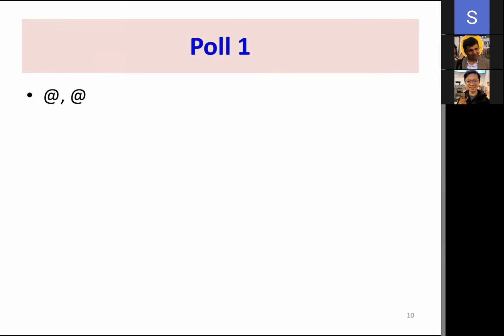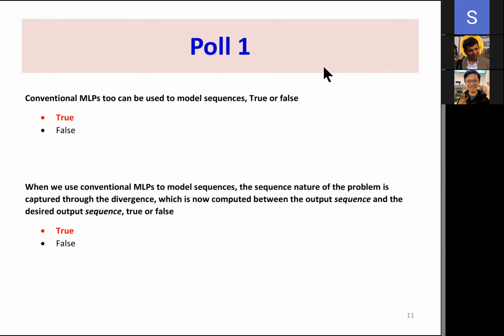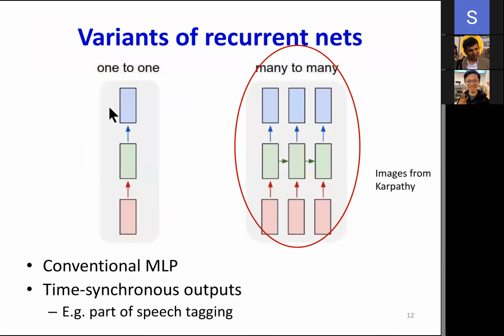So here's what it is. The question was, conventional MLPs too can be used to model sequences. And of course, this is true. And when we use conventional MLPs to model sequences, the sequence nature of the problem is captured through the divergence, which is now computed between the output sequence and the desired output sequence. So most of you got this because almost everybody got this poll right.